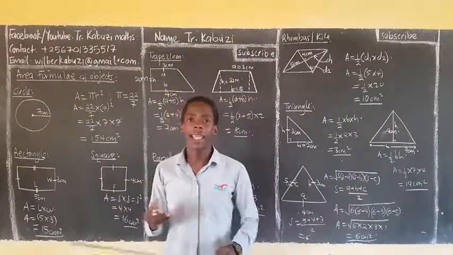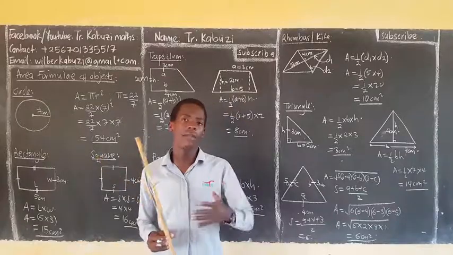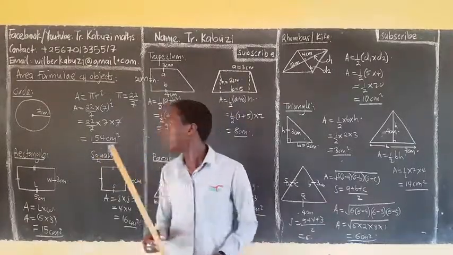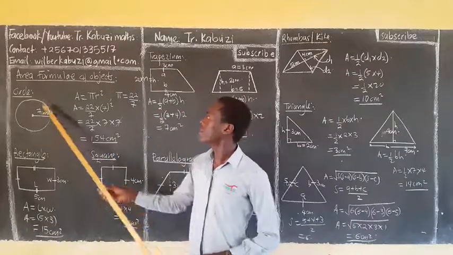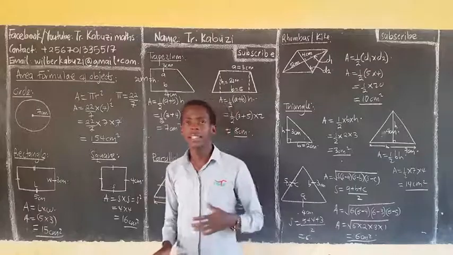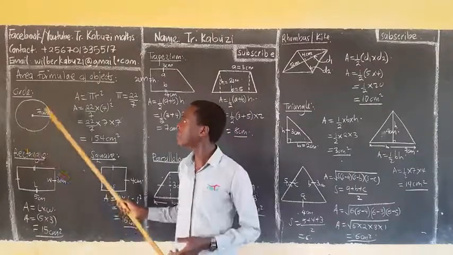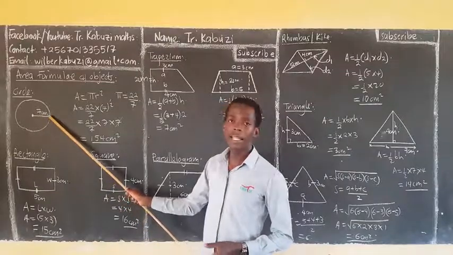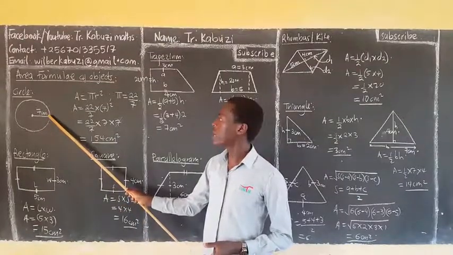Now, we need to know that the area of different objects is going to be different depending on the measurements we have. If I start with the circle, first of all, it has the radius, it has the diameter, and then what we call the circumference. This is the circumference. From the center to the circumference, that's what we call the radius.